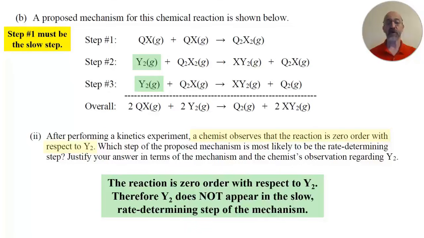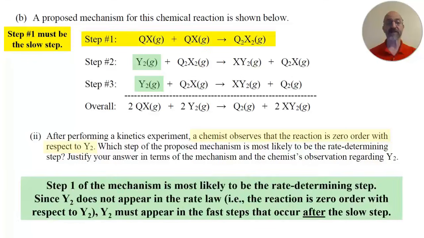This is what I wrote for my answer to part B double I of this question. I said that step 1 of the mechanism is most likely to be the rate determining step, since the substance Y2 does not appear in the rate law, that is, the reaction is zero order with respect to Y2, then Y2 must appear in the fast steps that occur after the slow rate determining step.